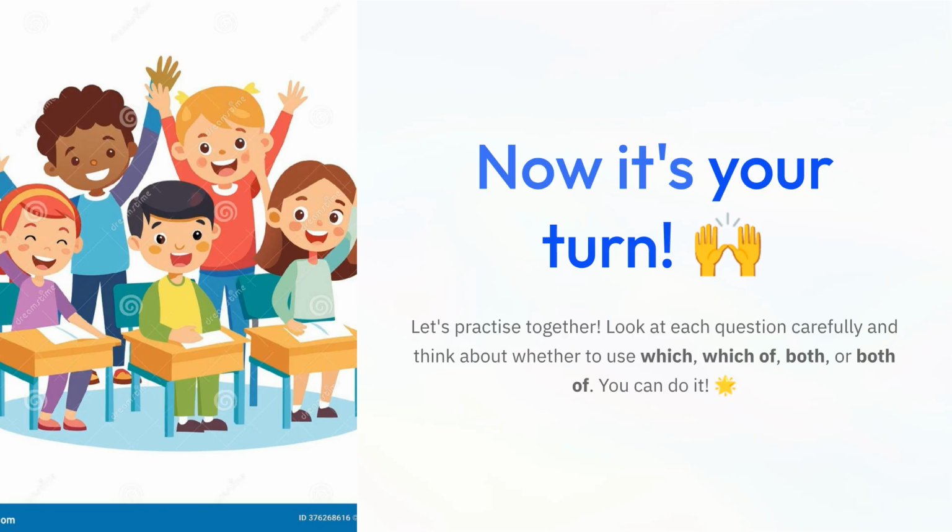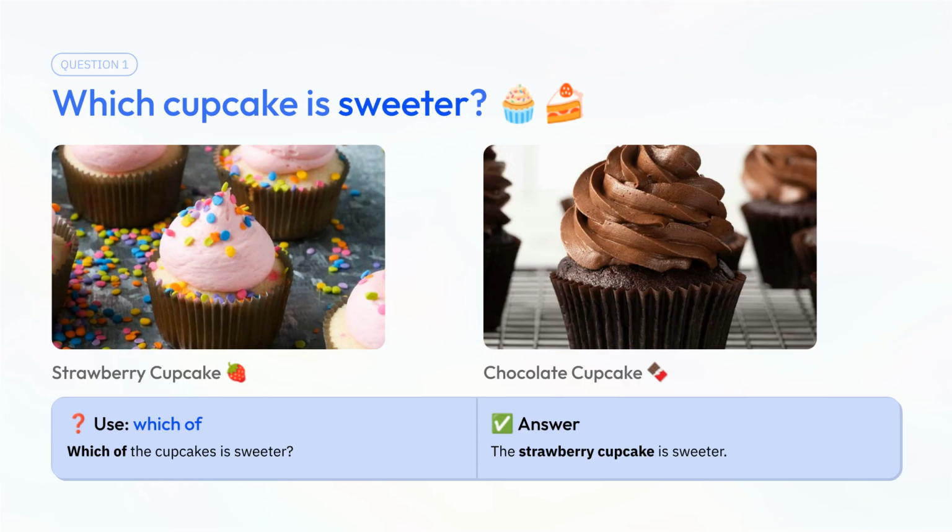Now it's your turn. Let's practice together. Look at each question carefully and think about whether to use which of, both, or both of. You can do it. Question 1 compares a strawberry cupcake and a chocolate cupcake. Using which of, the question is, which of the cupcakes is sweeter? The answer is, the strawberry cupcake is sweeter.